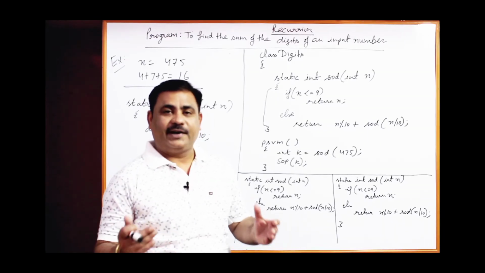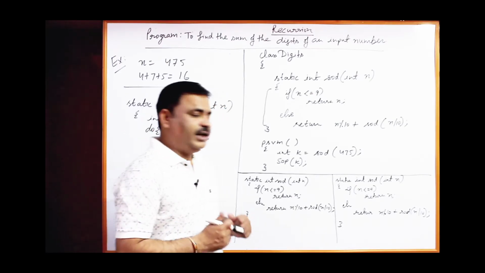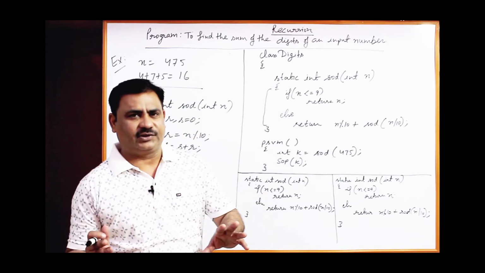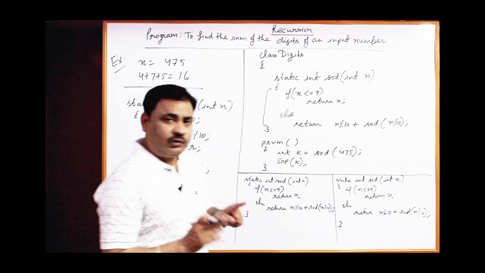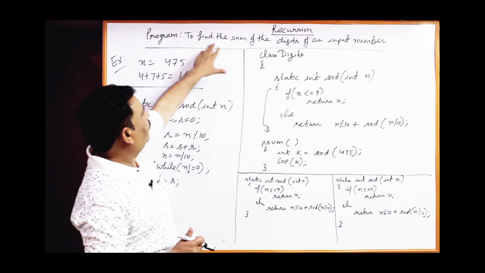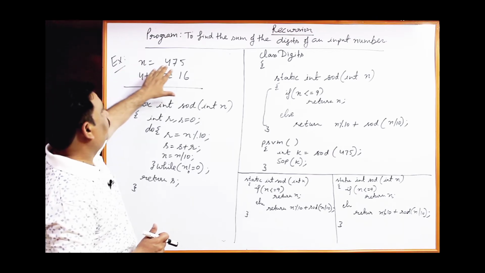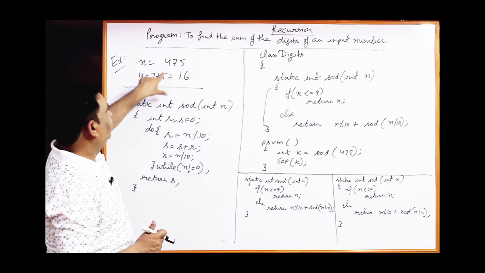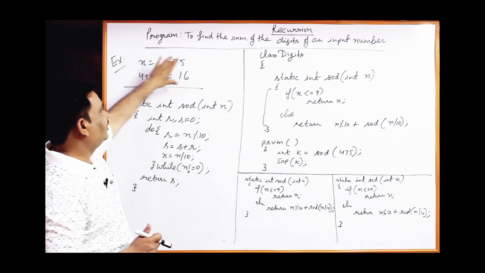How to find the sum of the digits of an input number? The input number can be of any number of digits, maybe 2, 3, 4, 5, any number of digits, but we have to separate the digits and add them. First of all, I am going to explain the non-recursive approach. Program to find the sum of the digits of an input number. For example, if n is 475, then 4 plus 7 plus 5 equals 16, the sum of the digits.